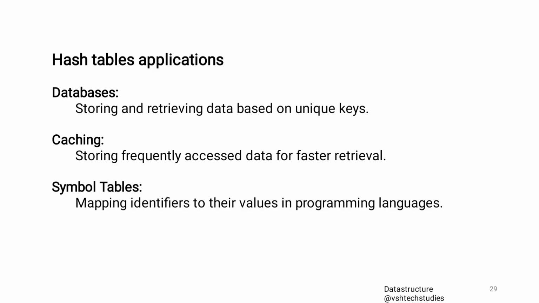The applications of hash tables, where key value pairs are stored: they are used in databases, storing and retrieving data based on unique keys. They are used in caching, so whichever data was frequently accessed, if hashing is applied there, it can be retrieved faster. Then in symbol tables, mapping identifiers to their values in programming languages. These are some of the applications of hash tables.